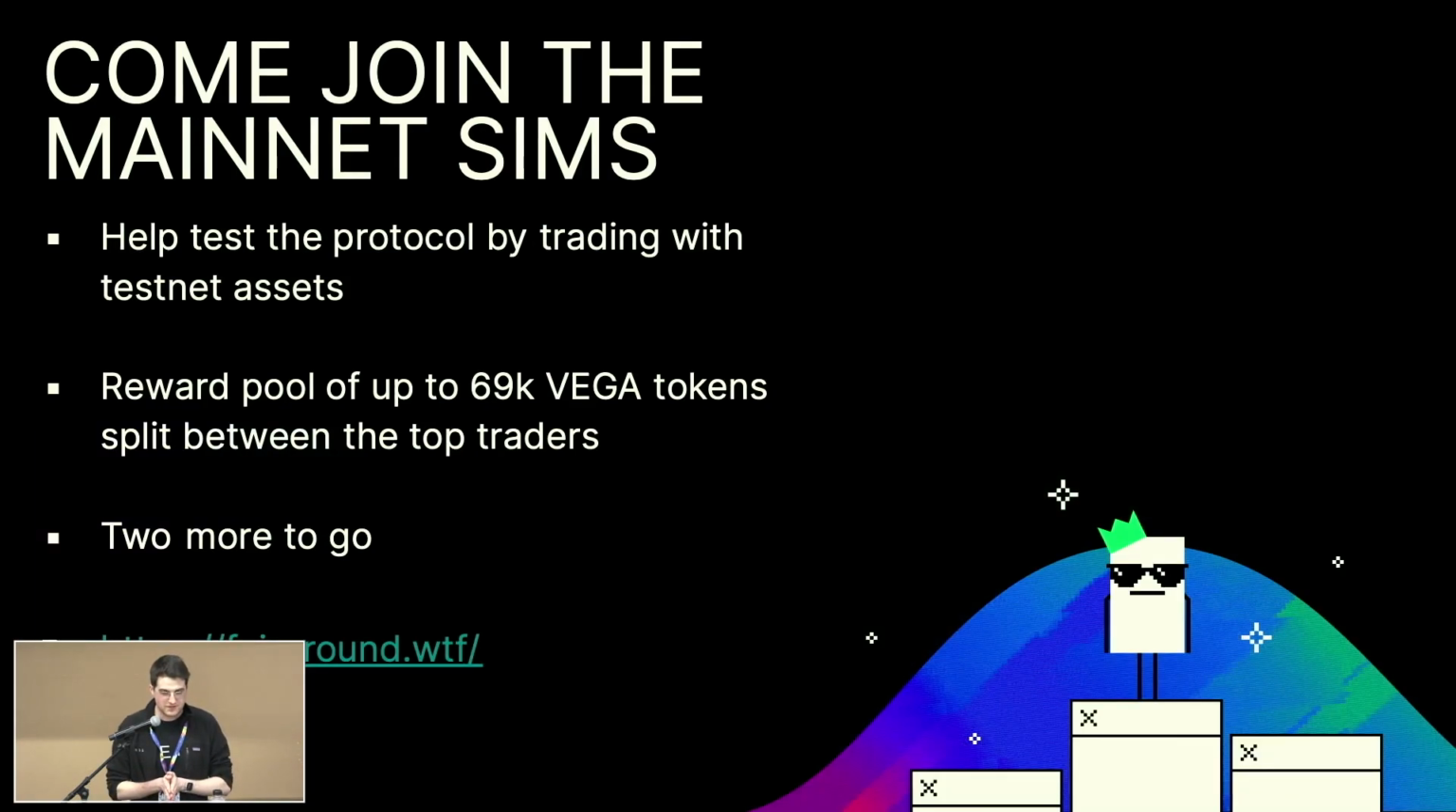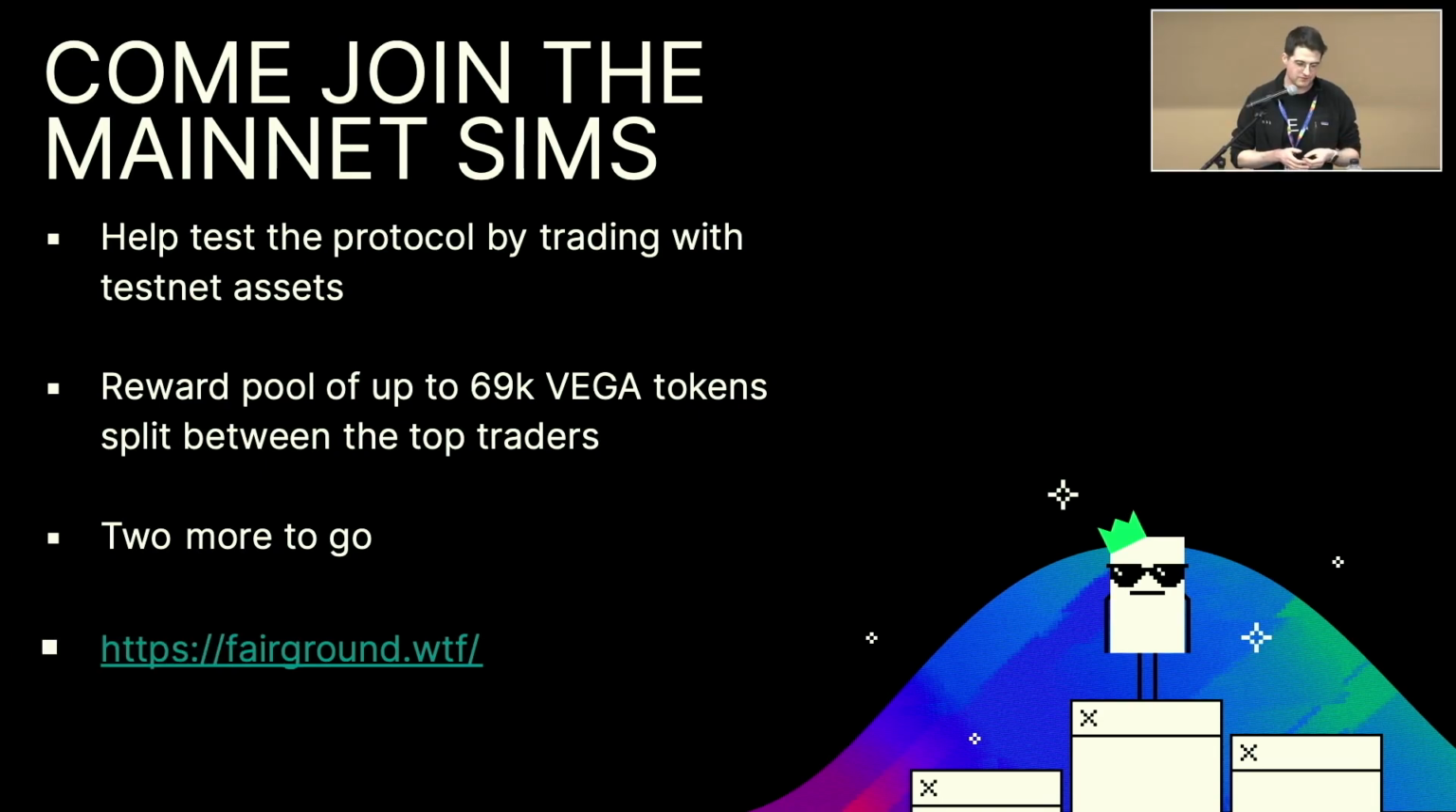So closing out, while I've still got some time, just a plug for the MAINNET sims that we've got running. We're coming up to hopefully releasing a code version that we believe is suitable for production trading. We're running a few, what we're calling MAINNET sims, which is a week of trading on a testnet with testnet assets, but with a reward pool of up to about 69,000 Vega tokens, which is our governance token. It's worth $1 or $2 currently, split between the top traders.